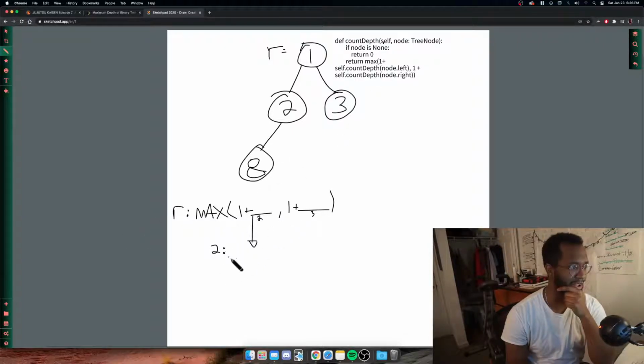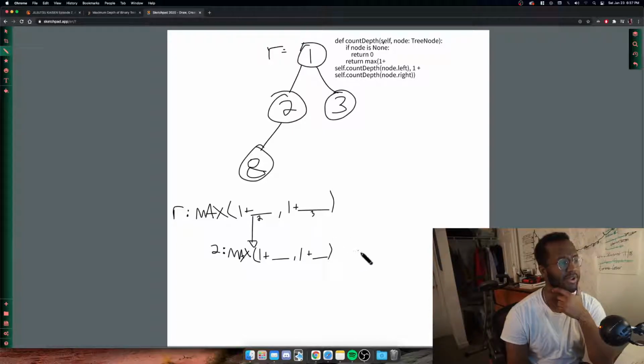So we have to return the max of 1 plus self.countDepth node.left. So we just put a line here, right? Because we can't calculate that yet. So you want the max of the left subtree or the right subtree plus 1. So we'll put another line here, right? Because we didn't get a chance to calculate that yet.